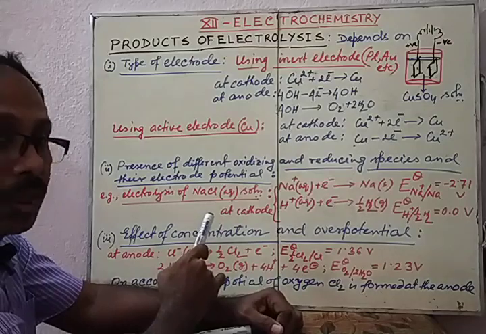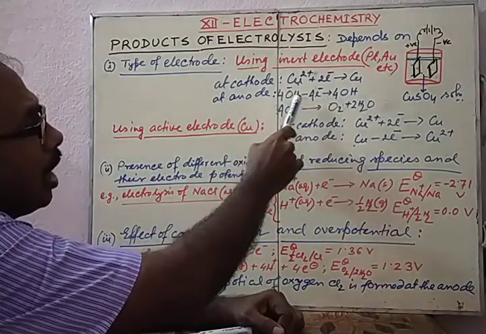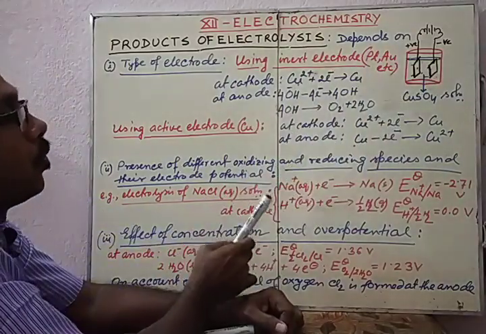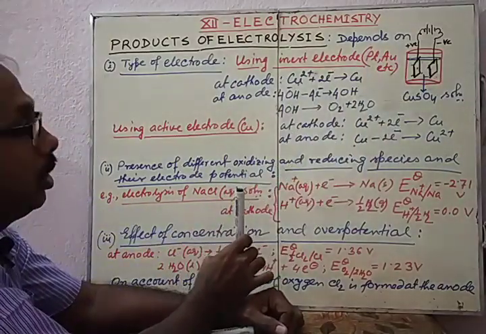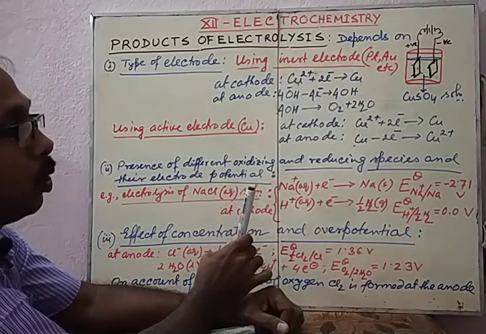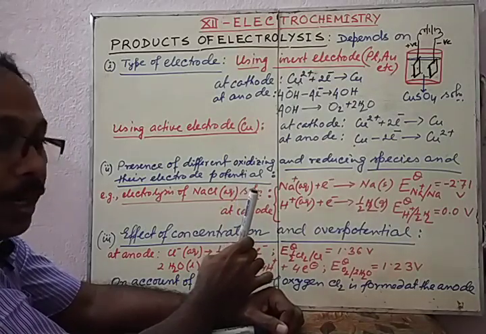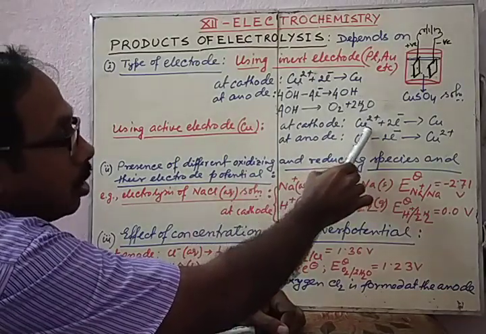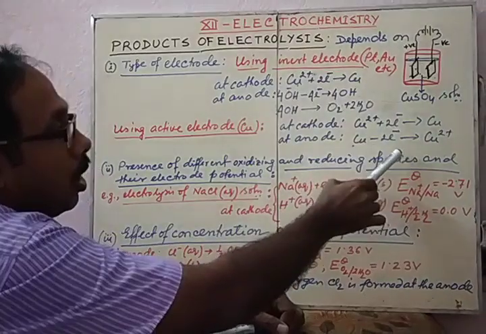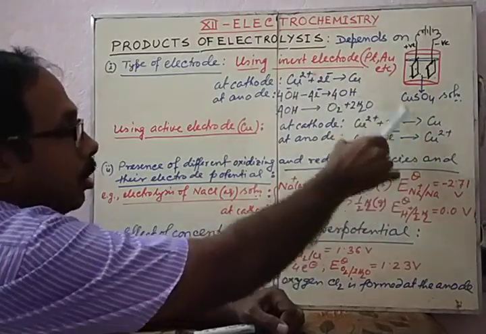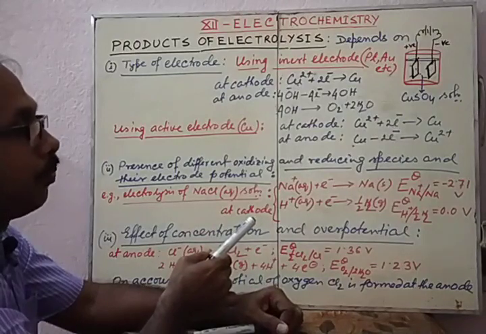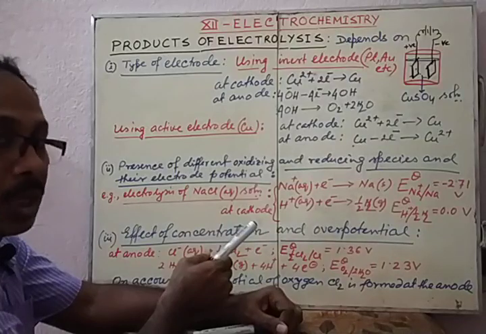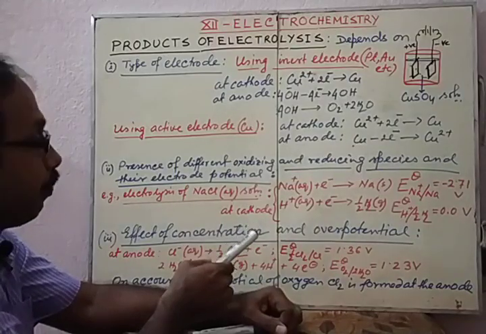Here I want to mention one thing. In the inert electrode case, since copper 2 plus ion is getting discharged at the cathode, the solution gradually fades in its blue color, the copper sulfate color. But in this case, copper 2 plus ion is changing into copper at the cathode, and at the same time copper 2 plus ion is coming from the anode into the solution. Therefore, the blue color of the copper sulfate solution will remain the same.